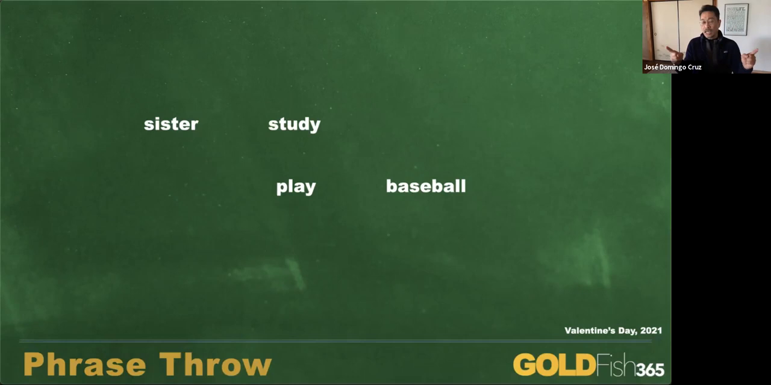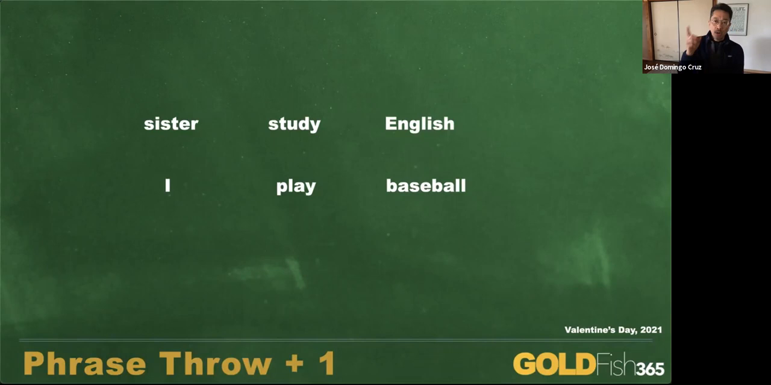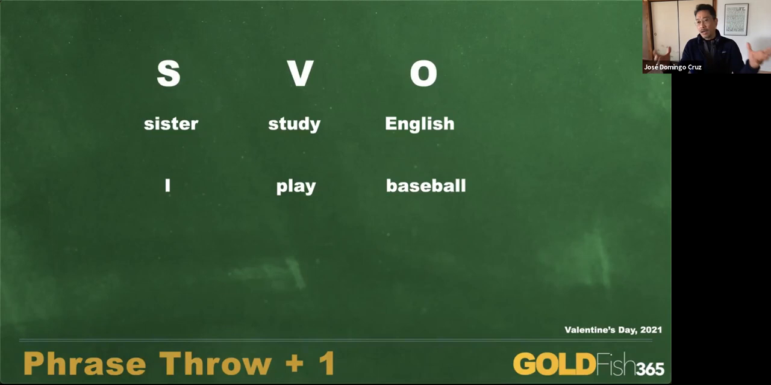If you took either one of these and added one more word, the appropriate word that was missing, like "sister study English," or in your case, you were talking about yourself, "I play baseball." Do you realize that is what I told you would be the goal of this class, that you would learn how to speak in subject, verb, object? "Sister study English" communicates to me exactly what you're thinking.